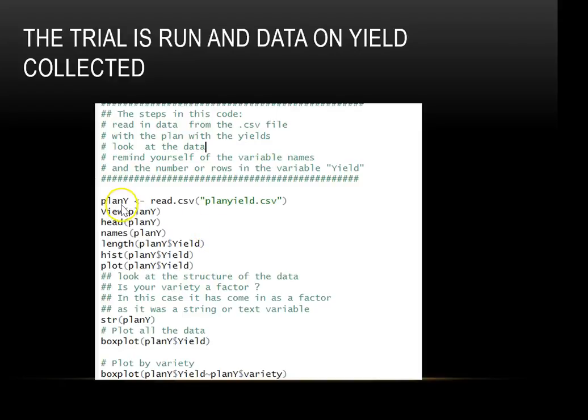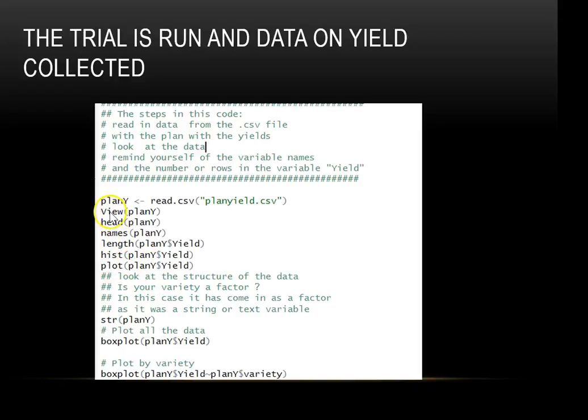So what I'm doing here, plan y, so this is basically yield, plan yield, and I'm saying assign this data, and I'm saying read CSV, which means I'm reading a CSV file, and here is the name of the CSV file, planyield.csv. And then I can say view plan, I can say head plan, names plan, length plan, histogram, plot.